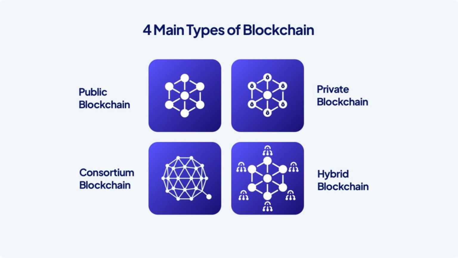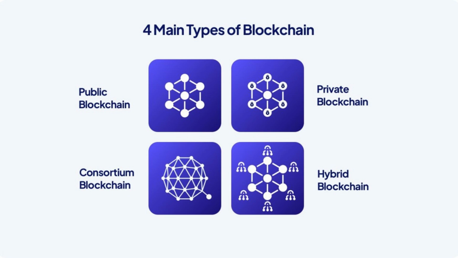Okay, so now it is time to discuss the types of blockchains. Blockchain technology comes in several forms, each suited to different use cases and requirements. The primary types of blockchains are public, private, consortium, and hybrid blockchains.